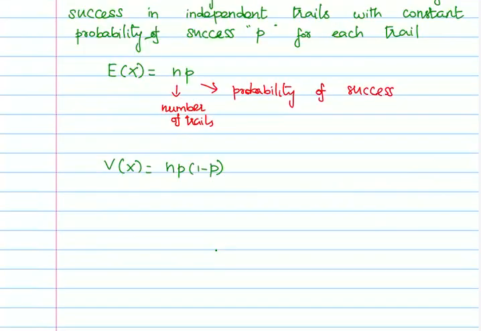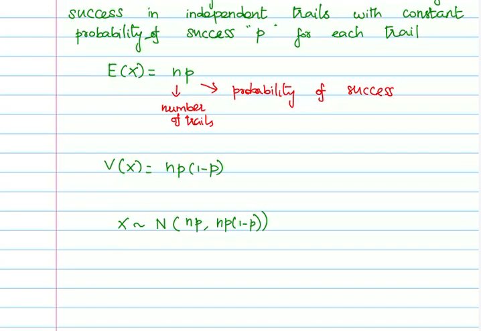So from the central limit theorem, whenever n is very large, the distribution tends to a normal distribution. Using this fact, suppose we assume that n is a very large number, so x follows a normal distribution with mean np and variance np times 1 minus p.